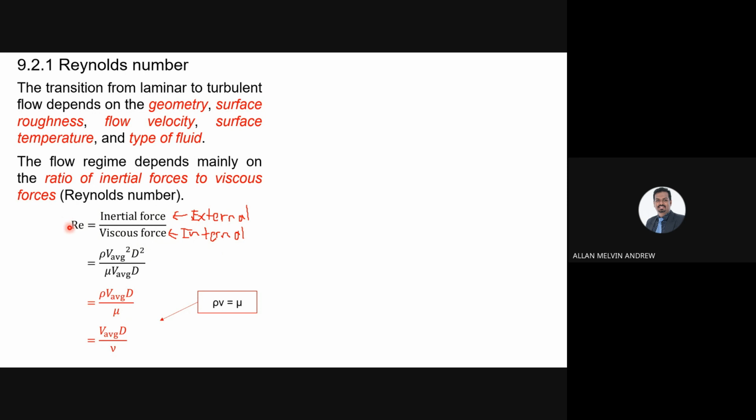If you want the Reynolds number to be high, you reduce the viscous force. If the internal force is reduced, the Reynolds number will be higher. And if you want the Reynolds number to be lower, you need to increase the viscous force. We have seen this formula before. The inertial force is rho V average squared times D squared, where D is the diameter. The viscous force is mu V average D. Once you solve it, we get Re equals rho V average D over mu, and this can also be converted to another form.